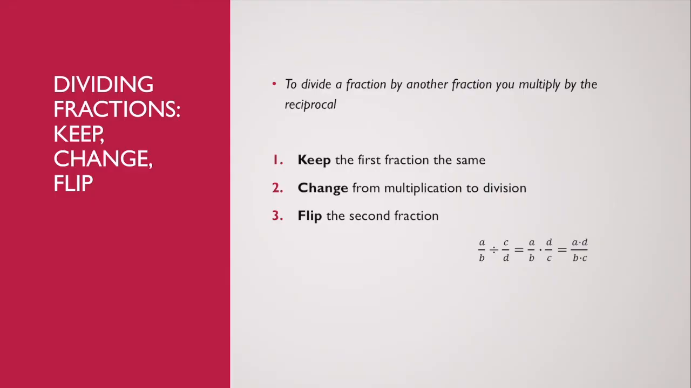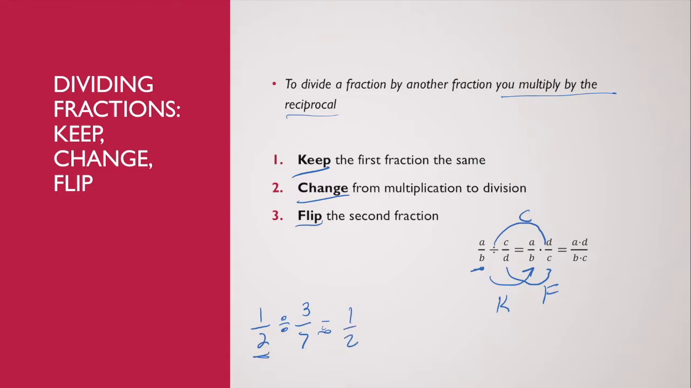When we're dividing fractions, what we do is keep, change, flip. So KCF. I wish it was KFC, but it didn't work out that way. So to divide a fraction by another fraction, you multiply by the reciprocal. So we keep our first fraction the same. We change from division to multiplication, and then we flip our second fraction. So if I had 1/2 divided by 3/7, we would keep our first fraction the same, change from division to multiplication, and flip, or take the reciprocal of, our second fraction. And that would give me 7/6.